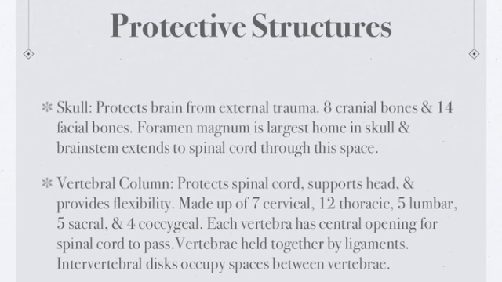We know that the skull is just like the ribs to our heart and lungs, and the skull protects our brain from external trauma. There are 8 cranial bones and 14 facial bones. Foramen magnum is very important because that's where we get a lot of the important things coming from our brain, like our brainstem and spinal cord. The vertebral column is going to be protecting that most important spinal cord. It also provides some support to the head and, as you learned in your range of motion, some flexibility.